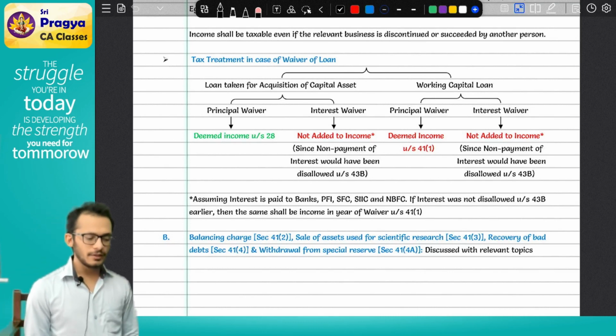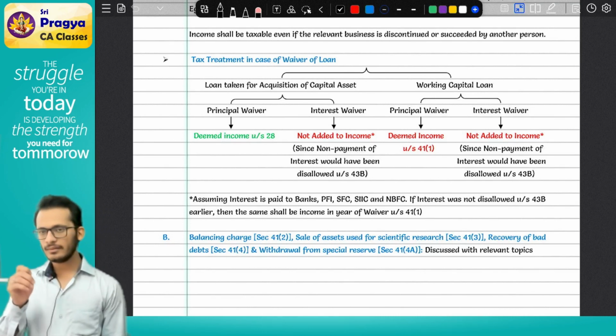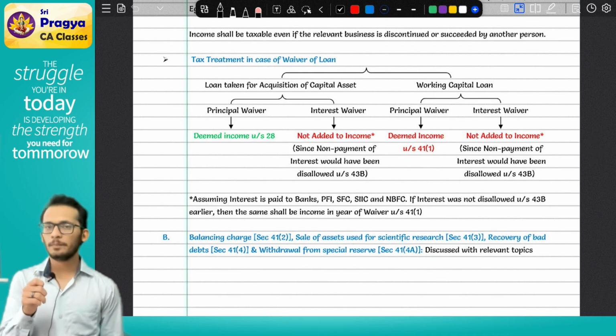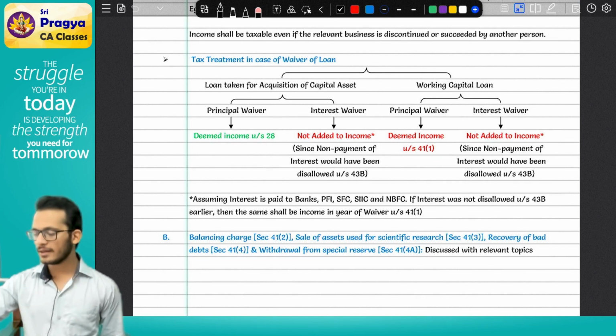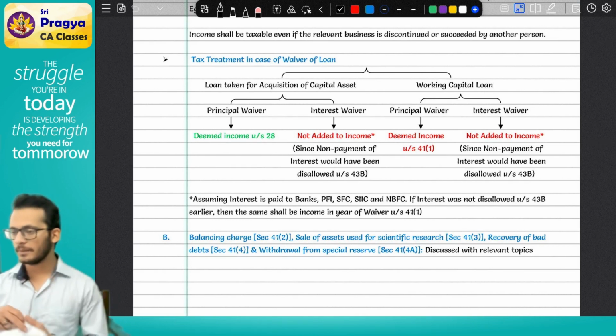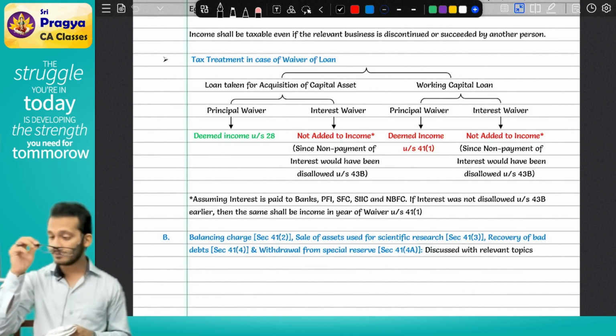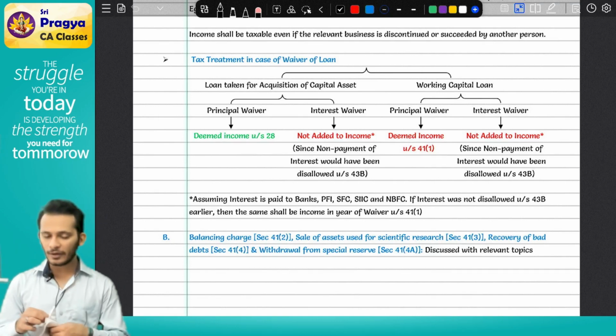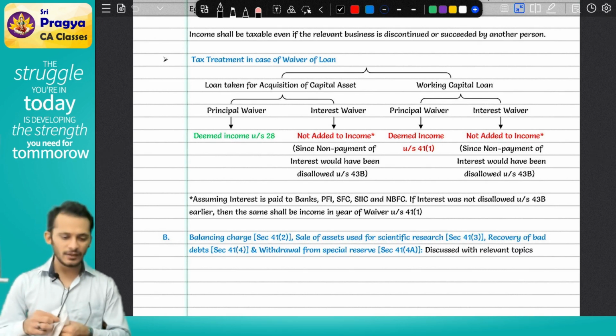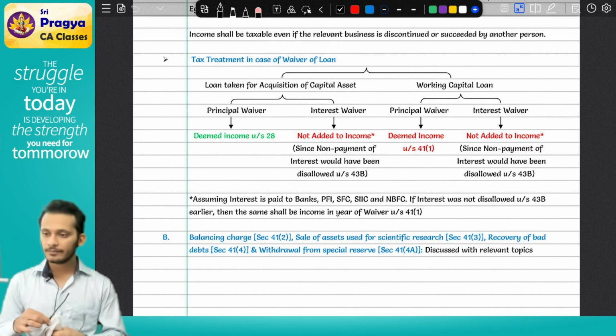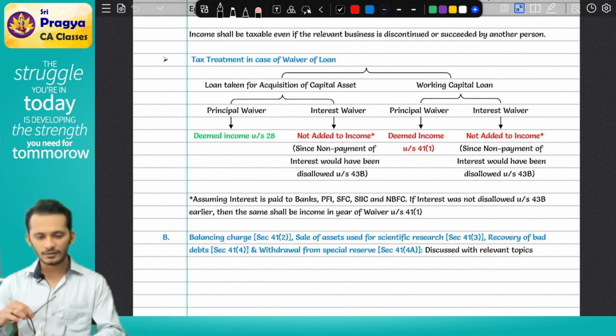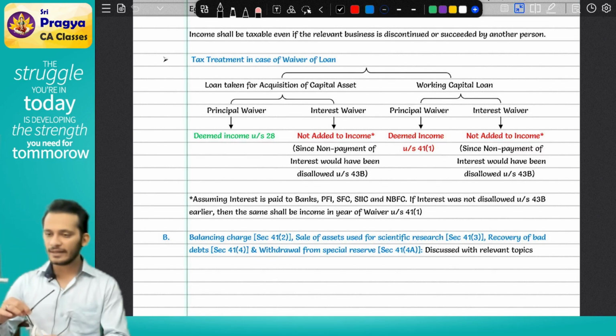The only thing you need to keep in mind is, take an example where you are supposed to pay back a loan. Now you also have to pay back interest. Assuming interest was payable to the bank, did you pay earlier or not? You did not pay earlier. If you did not pay earlier, it would have been disallowed under 43B, yes or no? So when you have already disallowed it in the past, today when you get a waiver, will you again offer it to tax? The answer is no, because you have already offered it to tax in the earlier years.